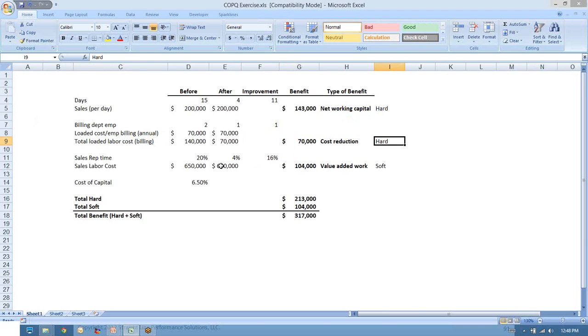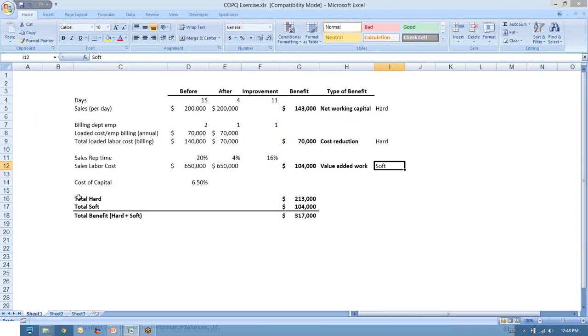Finally, we have the sales rep time, which was reduced from 20 to 4%. If we take a look at that, that's essentially an added capacity that we're giving to the sales folks of $104,000 in value-added work, which is the 650 times the 16. That's value-added work that they could be doing that they weren't doing before. We're going to call that soft, because it doesn't necessarily translate into sales.